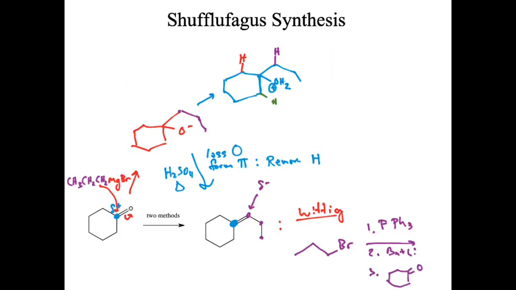So if I asked this on an exam, provide a synthesis, and you gave me the Grignard path, I would accept that. And I would give you points for it. But I would also write, there's a better method.